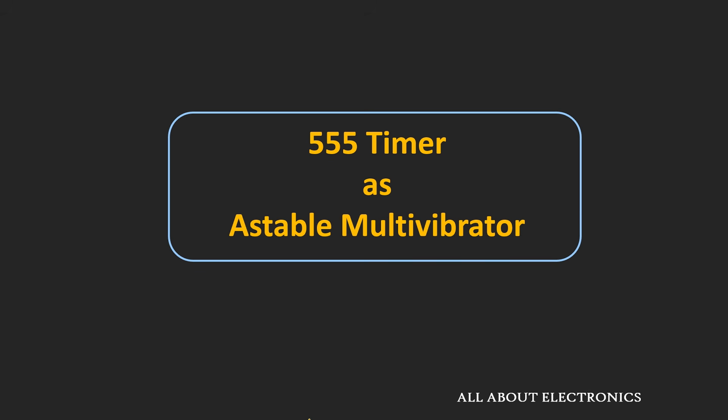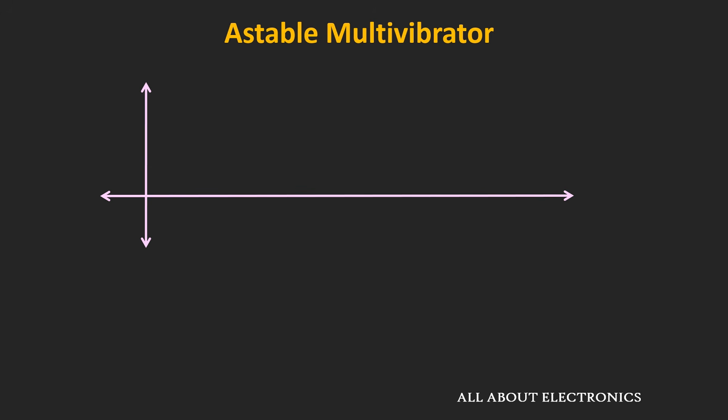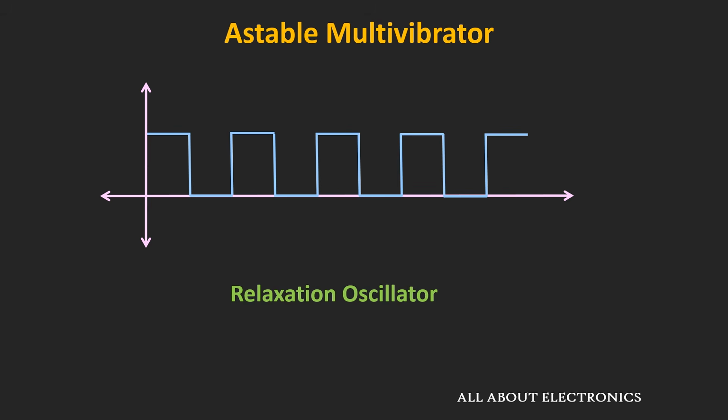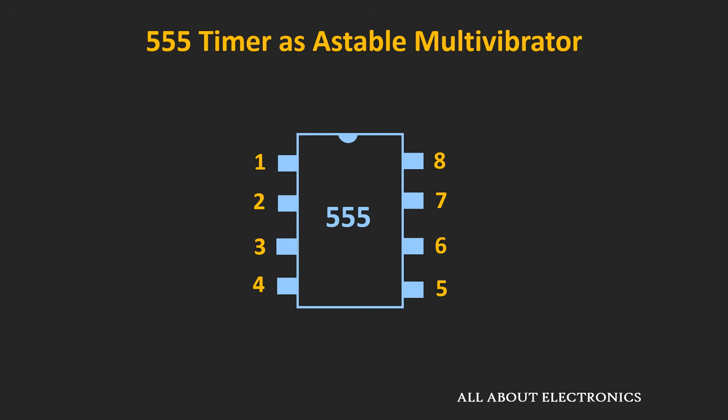In this video, we will learn how to design an astable multivibrator using the 555 timer IC. If you are not aware what an astable multivibrator is, it is a circuit whose both states are unstable, and the output continuously changes between the two states. The most common application of this astable multivibrator is in the design of a relaxation oscillator. So in this video, let us see how we can design this astable multivibrator using the 555 timer IC.